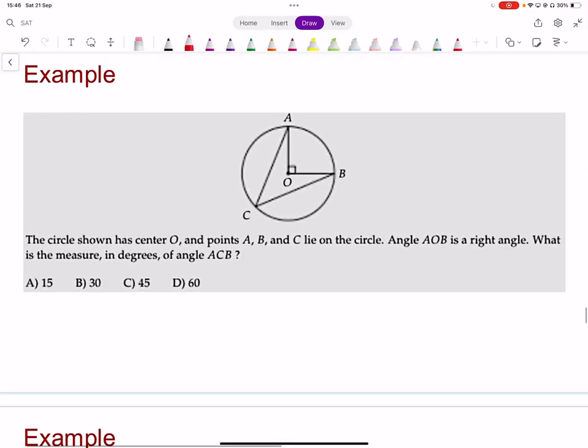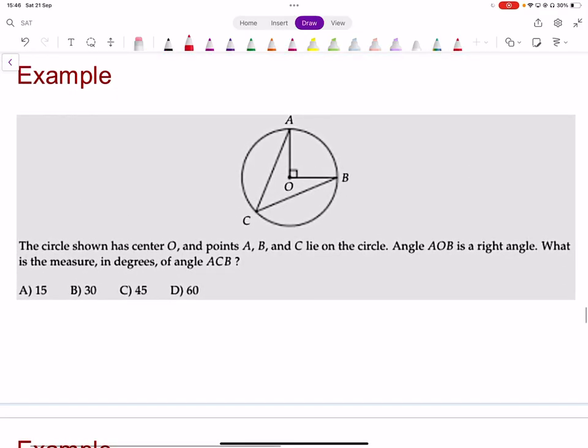Okay. Let's do some examples now. The circle shown has center O and points A, B, and C lie on the circle. Angle AOB is a right angle. What's the measure in degrees of angle ACB? 45. Angle at center is twice the angle at circumference. If this is 90, angle at circumference is going to be 45. We say this is 45. Make sense?